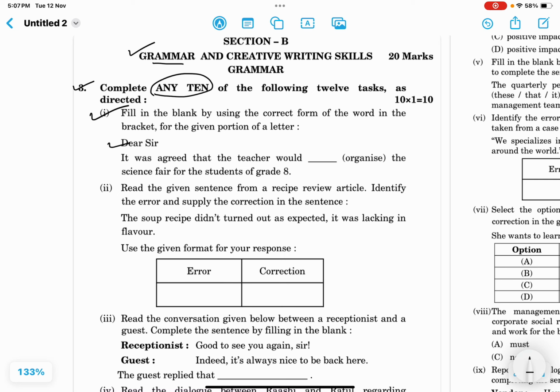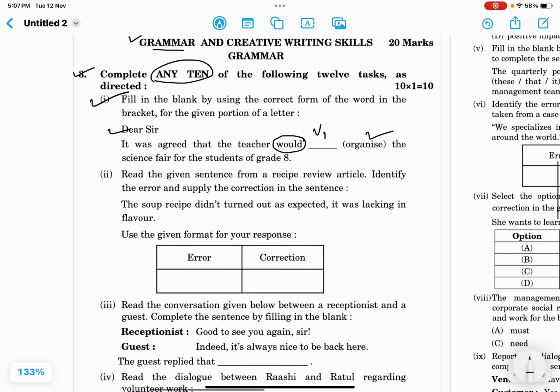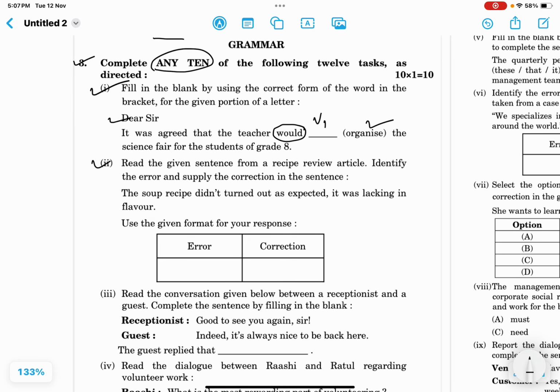See the first one. Here we are given a modal, so obviously V1 will be the answer, that is organize. It was agreed that the teacher would organize the science fair for the students of grade 8. Now see the next one.